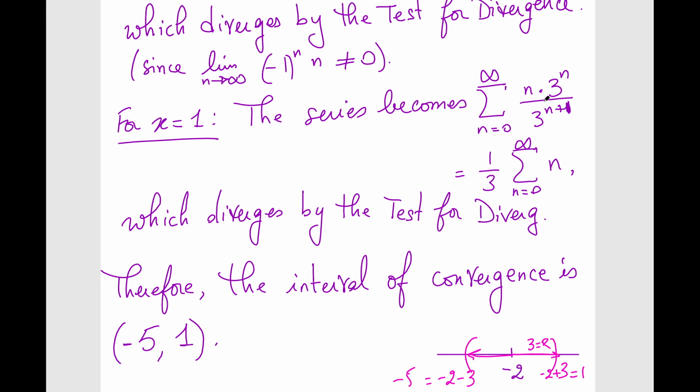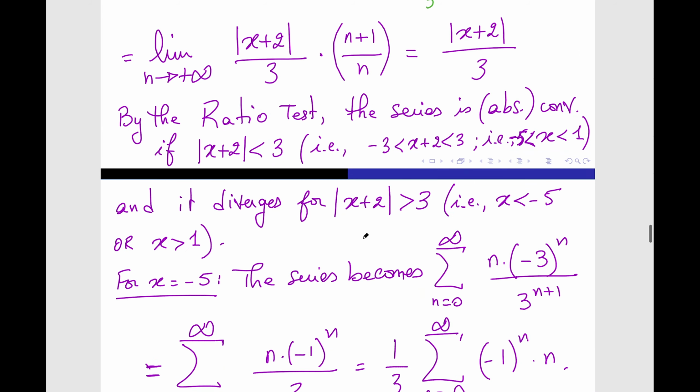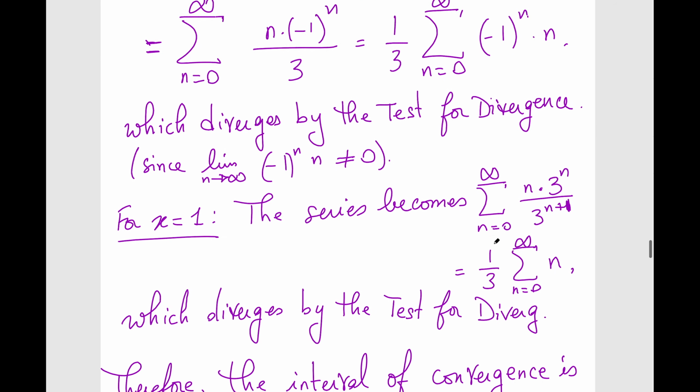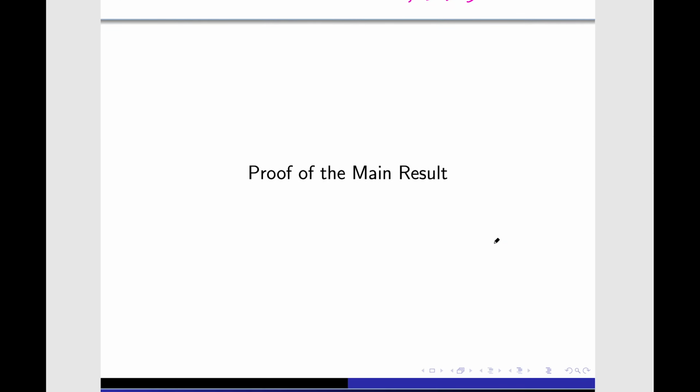How about I go back and add it? Yeah, how about writing it here? So the radius of convergence is r equals 3. Makes sense? All right. So now we're gonna move on to prove the main result. So we're gonna prove the main result.